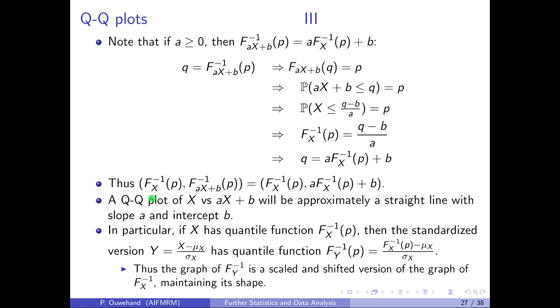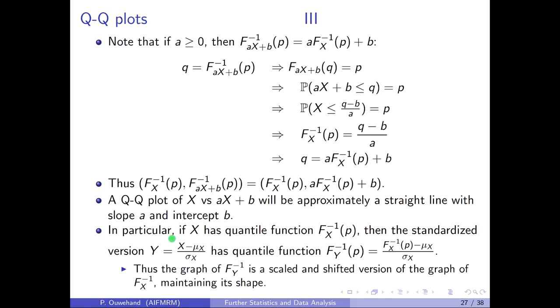In other words, the quantile function of ax plus b at p is equal to a times the quantile function of x at p, plus b. These are exactly the kind of points that lie on a QQ plot. And if we look at this second point over here, we see that the y coordinate is a times the x coordinate plus b. And thus all of the points on the QQ plot lie on the line ax plus b, in other words on the straight line with slope a and intercept b.